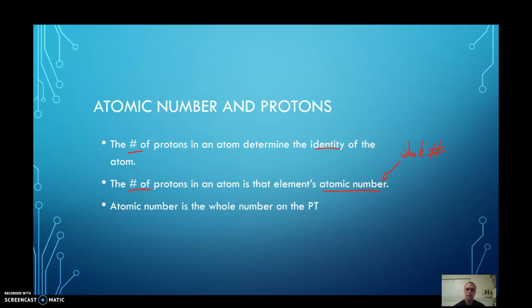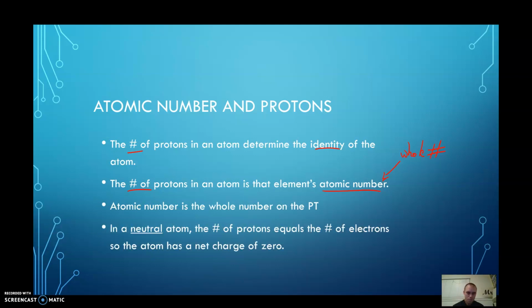Next bullet point. In a neutral atom, so an atom that does not have a charge, the number of protons is equal to the number of electrons. That would make sense. If I have 6 positive charges and this is going to be a neutral atom, I would also need 6 negative charges, and so that's going to be my protons and my electrons.